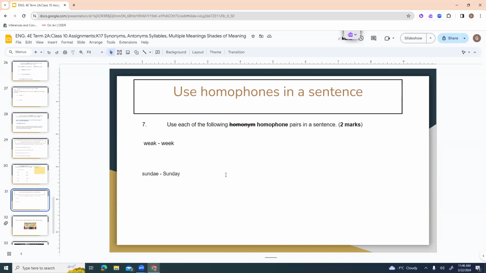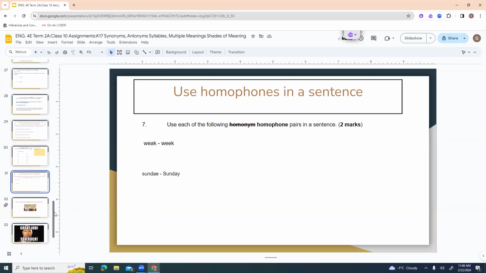Same thing for the next batch, Sunday versus Sunday. And again, if you're not sure what they mean, check the dictionary and they will help give you some ideas. Okay, well, we're doing pretty good. Okay, that is the end of that particular assignment.